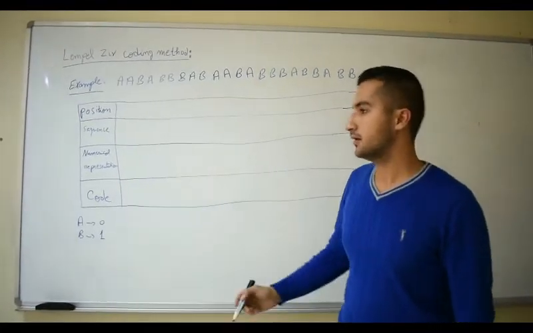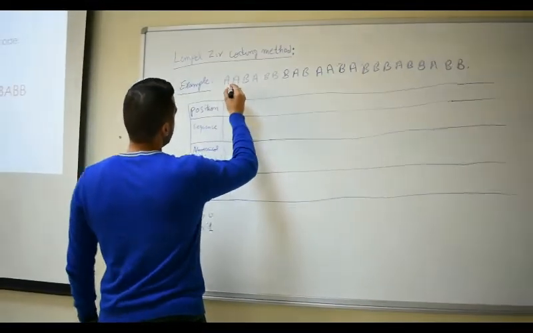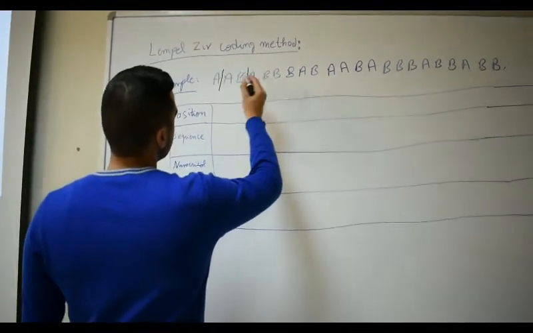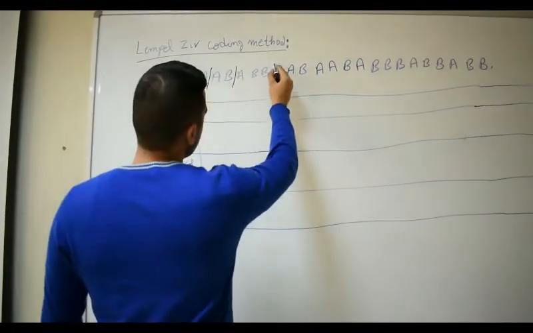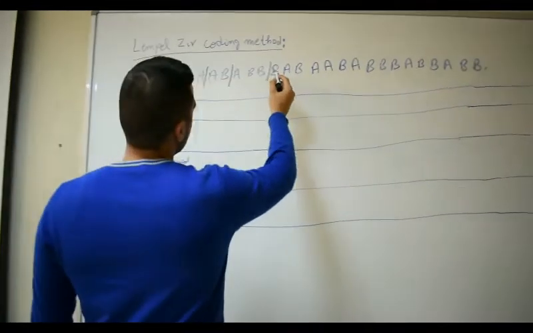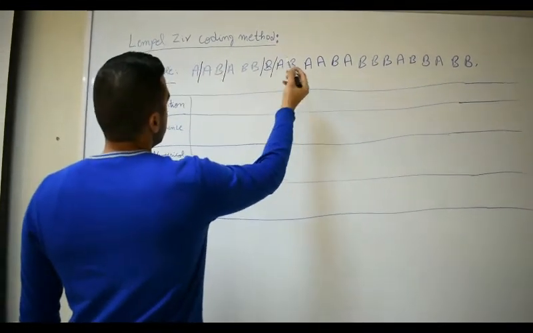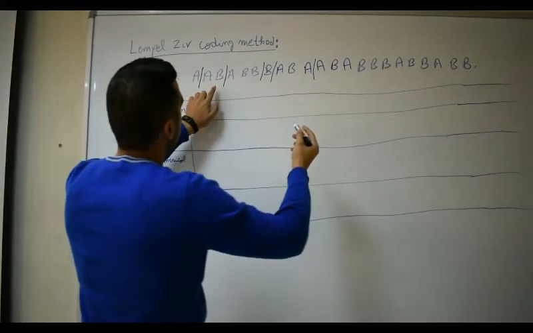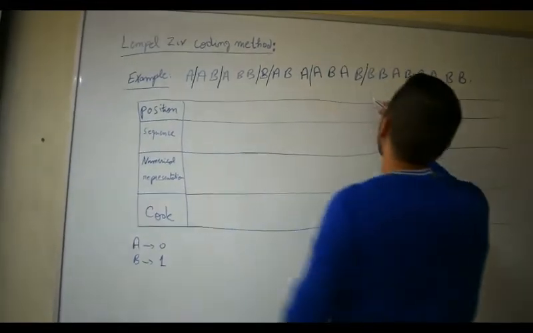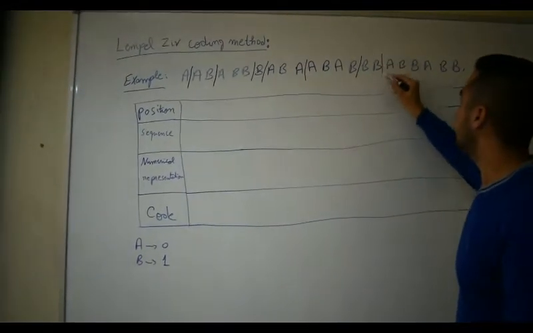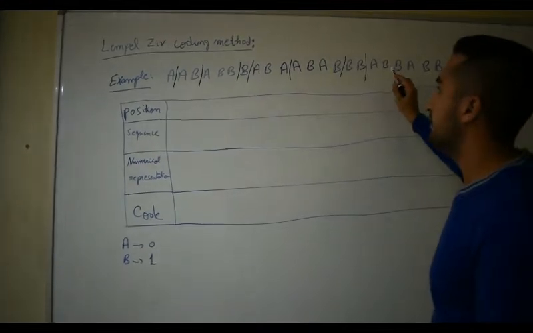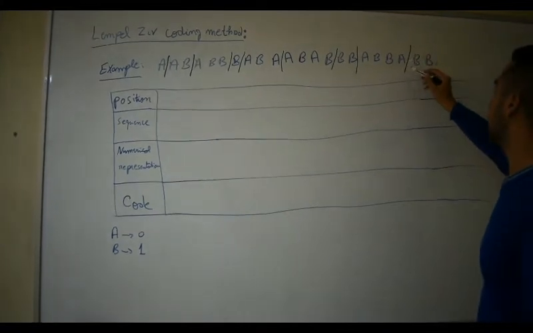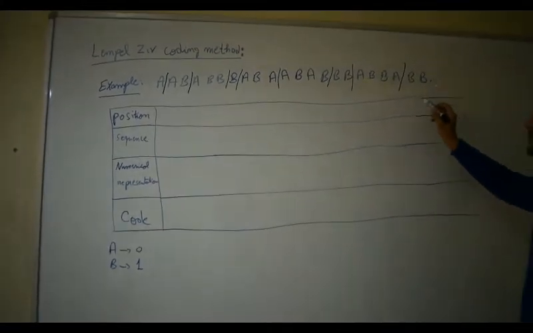So we will start with A, then AB. AB has been seen before, so we take ABB, then B, then ABA, then AB, then BB, and then ABB, we have seen it before, so ABBA, and finally BB.